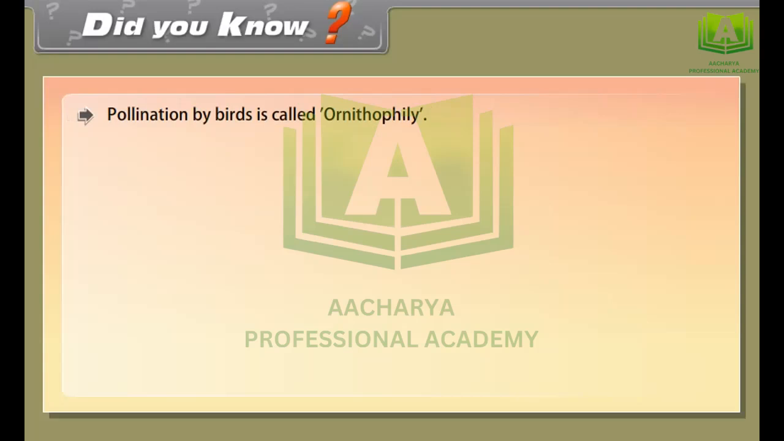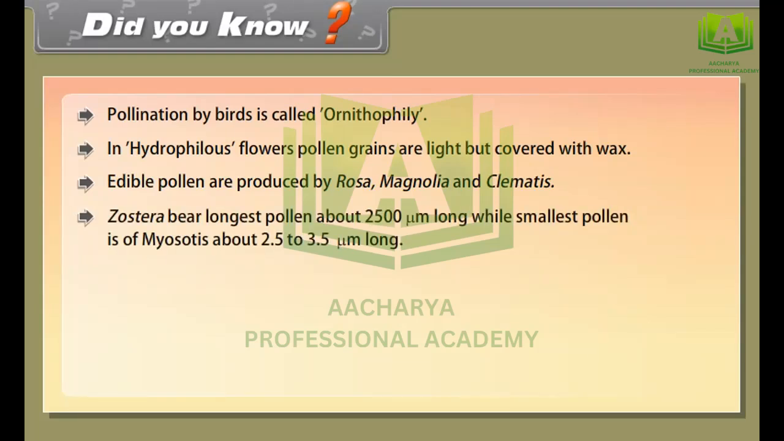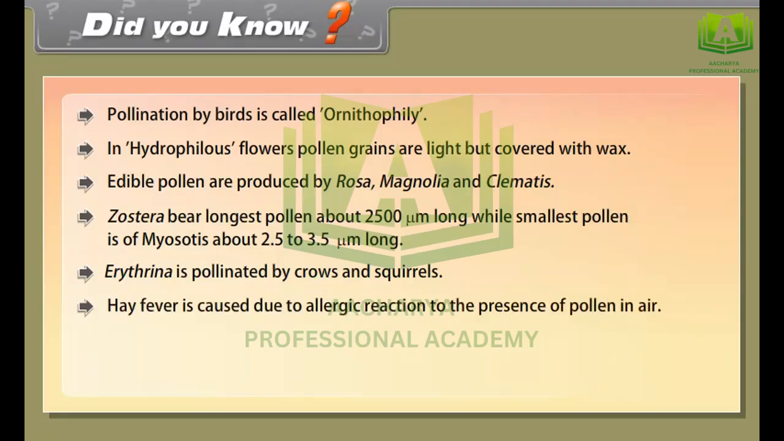Did you know pollination by birds is called ornithophily? In hydrophilous flowers, pollen grains are light but covered with wax. Edible pollen are produced by rosa, magnolia, and clematis. Zostera bear longest pollen about 2500 μm long, while smallest pollen is of myosotis about 2.5 to 3.5 μm long. Erythrina is pollinated by crows and squirrels. Hay fever is caused due to allergic reaction to the presence of pollen in air.